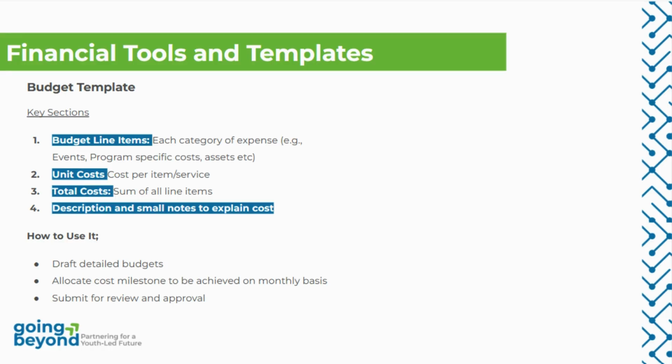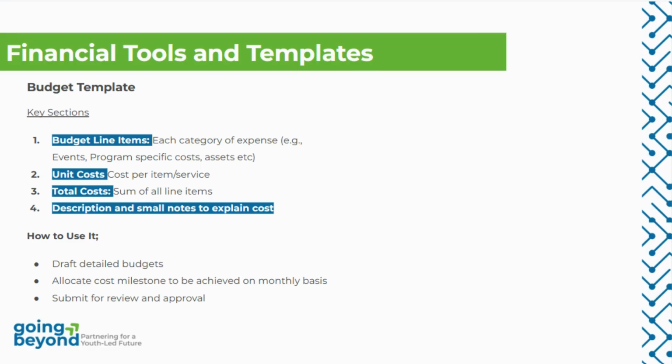To streamline the budgeting process, we've provided a budget template. Here are the key sections. 1. Budget line items. Break your budget into categories like events, program costs, or assets. 2. Unit costs. Clearly note the cost per item or service. 3. Total costs. Provide a sum of all line items. 4. Description. Add any small notes or explanations to clarify costs.